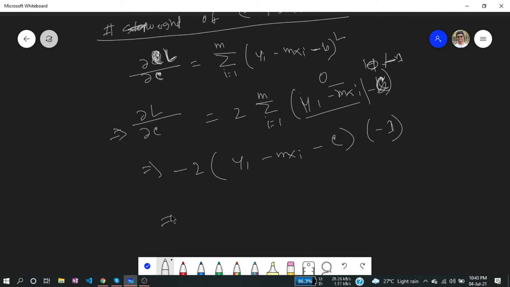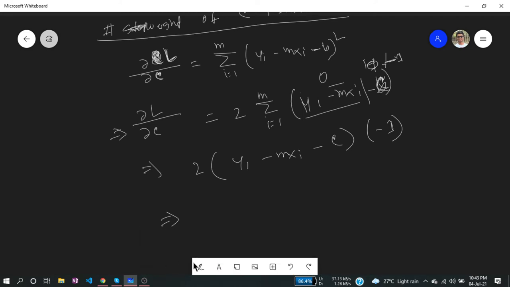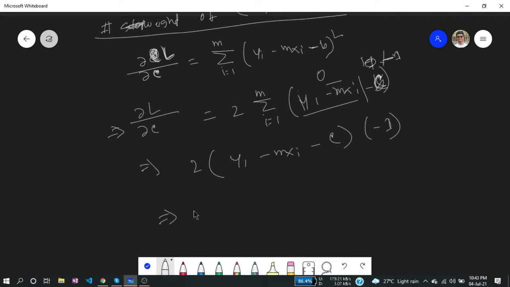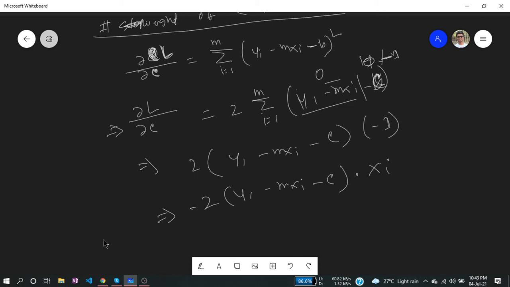Now we will write, then this minus will come here, then y minus mxi minus c. So this is the actual formula, but we have to also multiply by xi. This is just for the intercept. This is the rule.